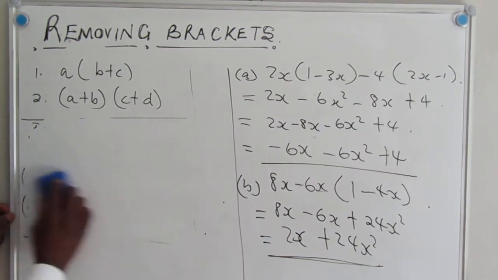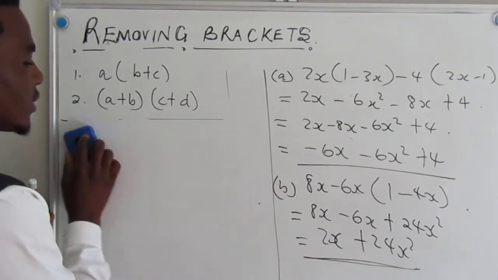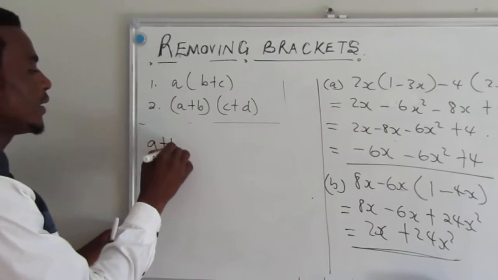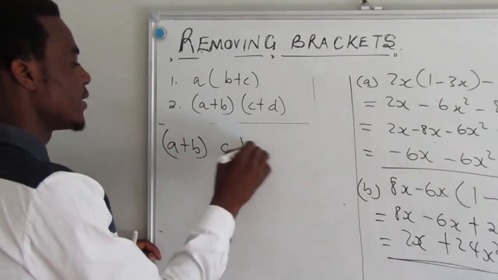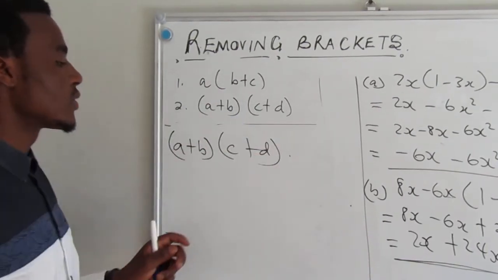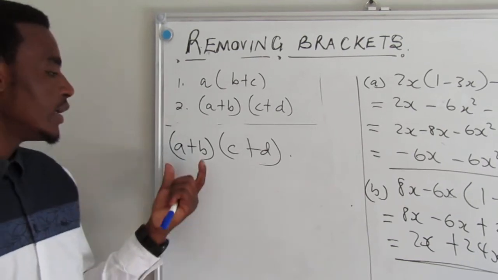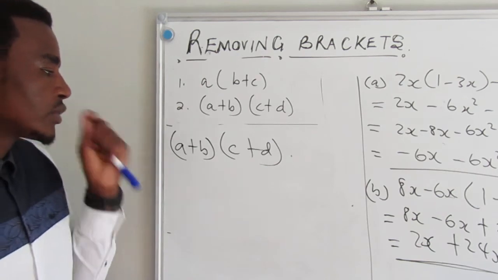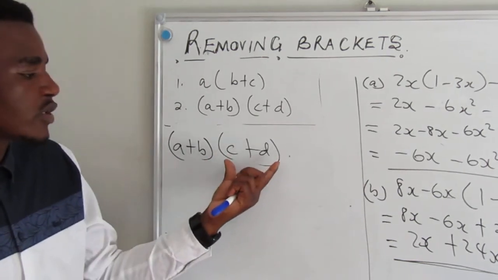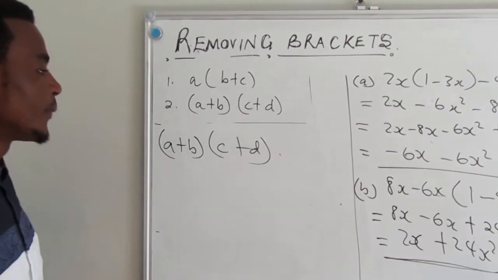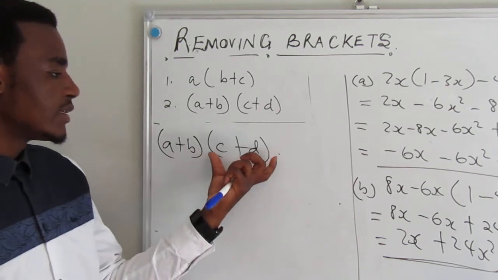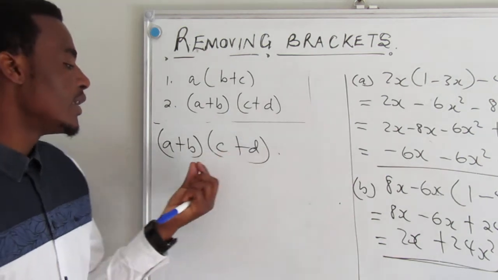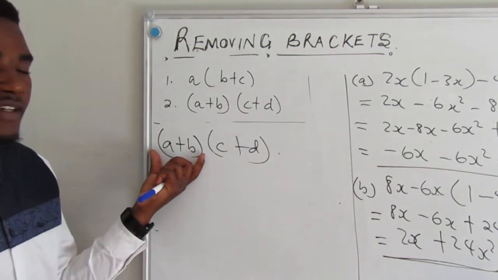Case number 2, whereby (a plus b) multiplies with (c plus d). So this is a situation whereby an expression multiplies another expression. When an expression multiplies another expression, what are we going to do? You have to multiply the second bracket by each and every term in the first bracket.